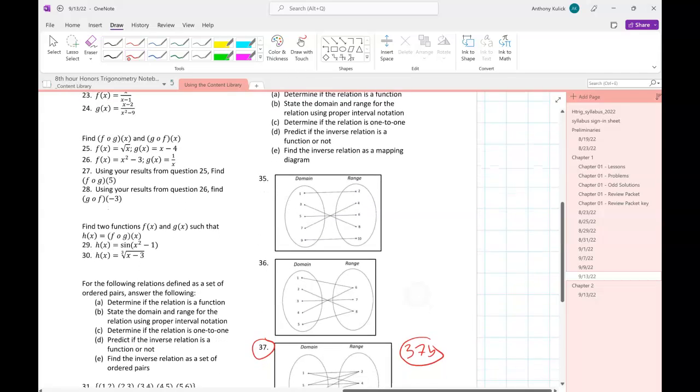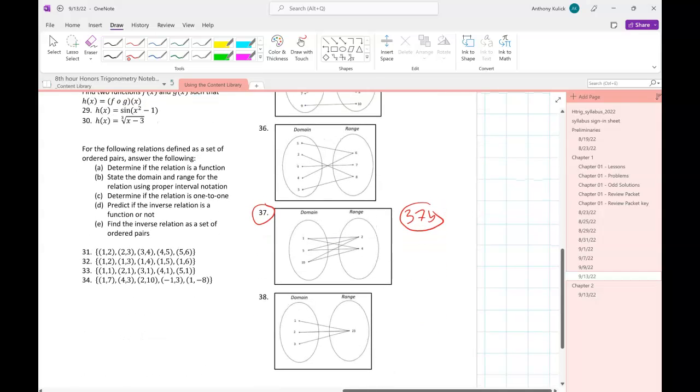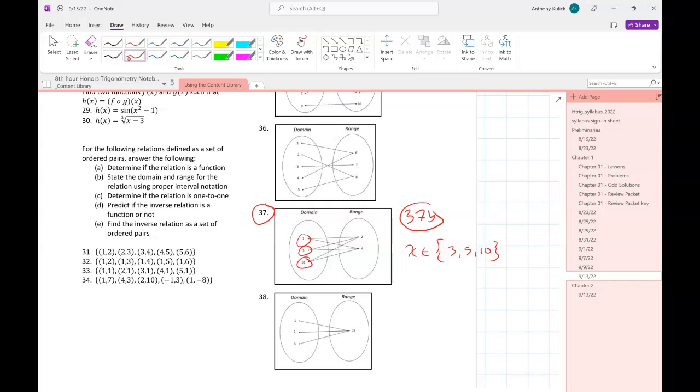This says to state the domain and the range for this using proper interval notation. So the domain is just going to be the x values. So that's just 3, 5, and 10. And then the range would be just the y values. So that's just 2 and 4. Notice that I'm writing those with set notation rather than an interval, since these are just specific values. So you can write them all in the same thing. Yep, the way that's written is okay with me.